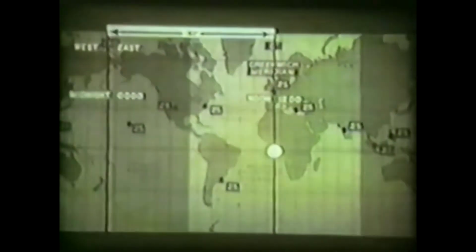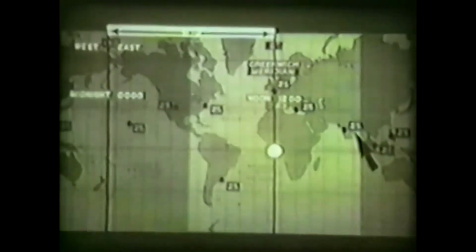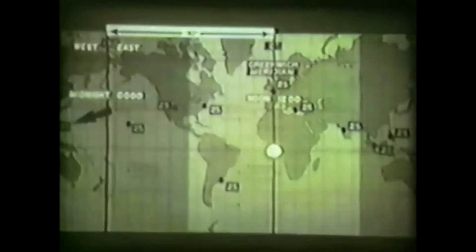The sun continues on its way until it again reaches the upper branch of the Greenwich meridian, and it is now the 25th all around the world.